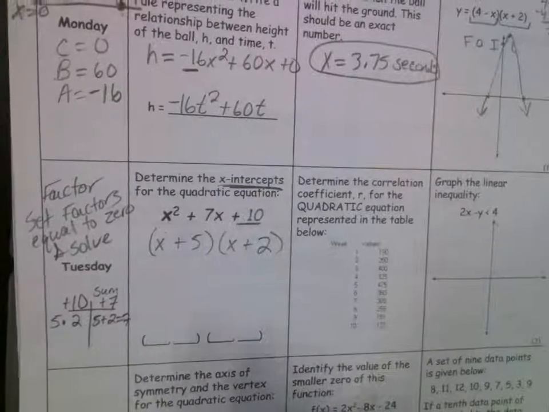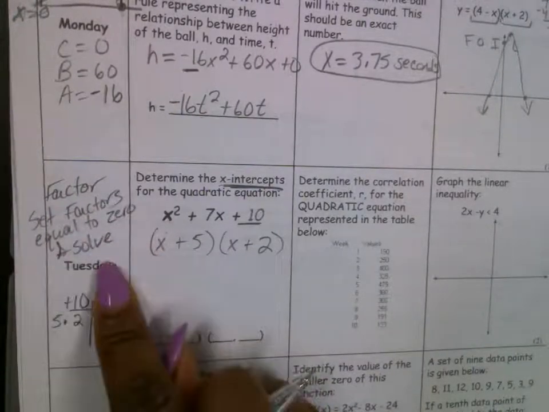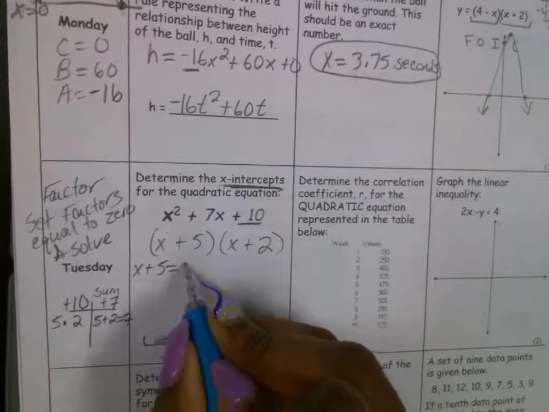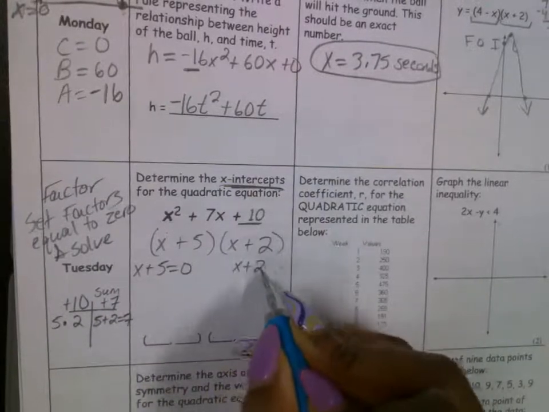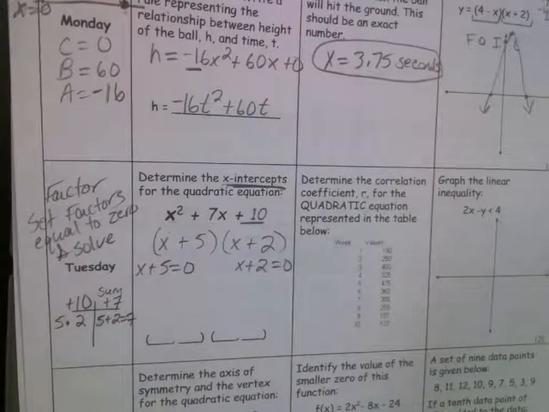Now, in order to figure out what my x-intercepts are, I factored it. Now I set each factor equal to 0. So this is x plus 5 is equal to 0. And this is x plus 2 is equal to 0. Okay? Any questions about that? Come on, you need to be working on what we're working on. This right here. You can do that later.